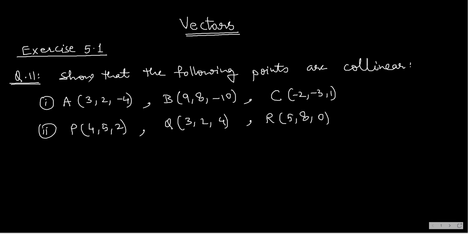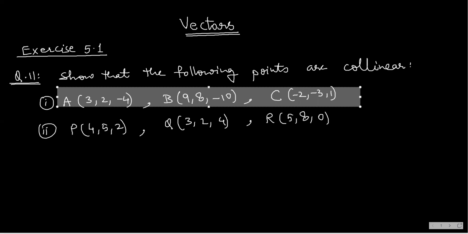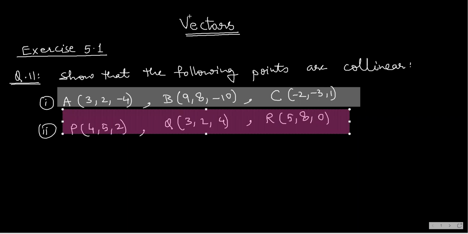So here question number 11 is, show that the following points are collinear. Okay, there are two questions. One problem I will solve, and the second one you can try on your own. So here the question is, show that the following points are collinear. There are 3 points given and we have to show that these 3 points are collinear.